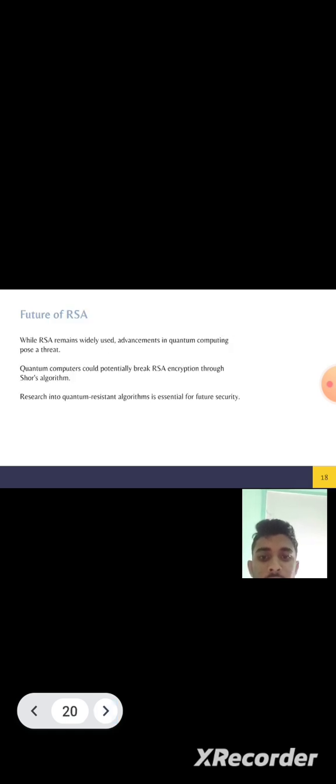Future of RSA. While RSA remains widely used, advancements in quantum computing pose a threat. Quantum computers could potentially break RSA encryption through Shor's algorithm. Research in quantum-resistant algorithms is essential for future security.